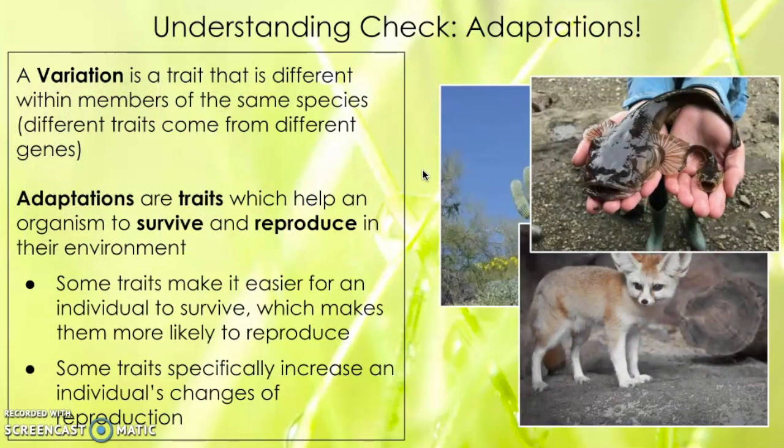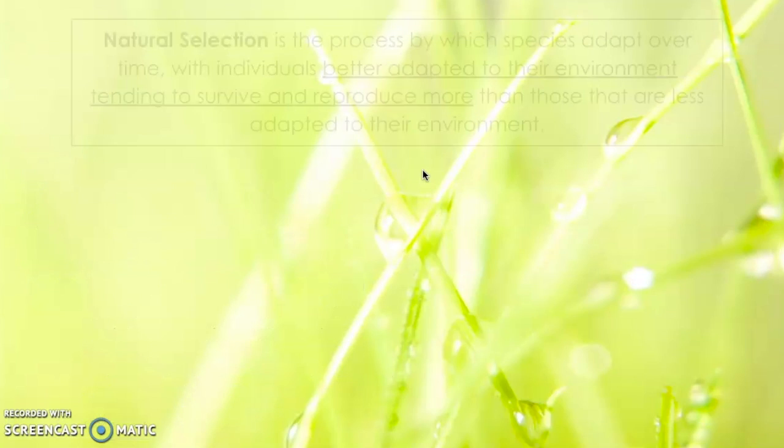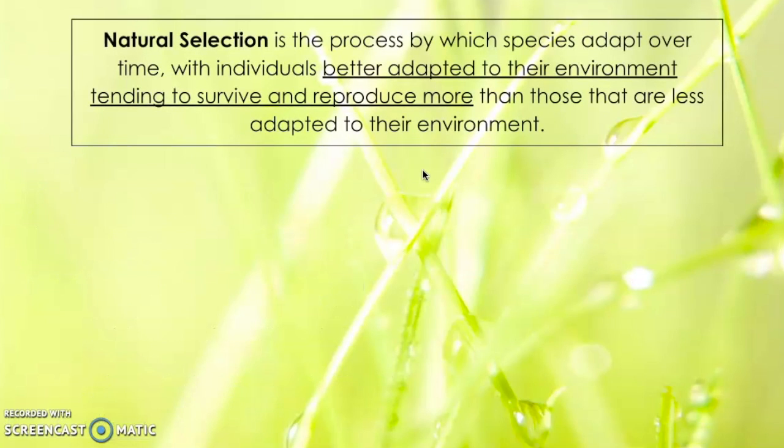You saw some examples of specific adaptations in organisms in our previous video. Now let's get started talking about natural selection. Natural selection is the process by which species adapt over time, with individuals that are better adapted to their environment being more likely to survive and reproduce than those that are less adapted to their environment.